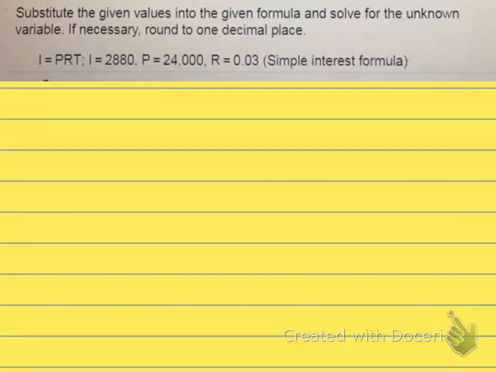Okay, so here's an application problem that's asking you to use your skills of solving an equation, which you learned earlier in Chapter 2. It says substitute the given values into the given formula and solve for the unknown variable. If necessary, round to one decimal place. So here is the equation, I equals PRT, and I'm going to write that down in my notebook. This is the interest formula, simple interest. Interest is principal times rate times time.